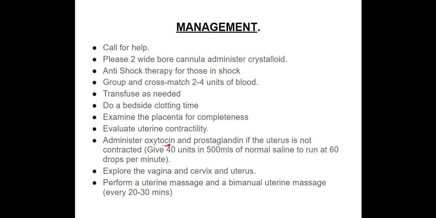Then you should also administer oxytocin or uterotonics in general, whether oxytocin, ergometrine, or even prostaglandins, especially when you find that the uterus is not well contracted. So you should give 40 units in 500 mils of normal saline and let it run at 60 drops per minute. This is usually the regimen given. Mind you, this fluid is given separate from the crystalloid fluid given for your volume treatment of hypovolemia.